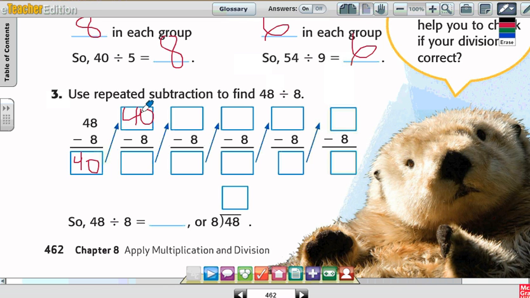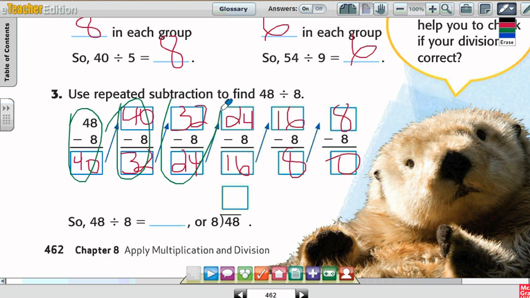So then 40 minus 8 would be 32. Then my answer goes to the top. 32 minus 8 would be 24. And then my answer goes to the top. 24 minus 8 would be 16. 16 minus 8 would be 8. And then 8 minus 8 would be 0. And then how many times did I subtract? Let's see. 1, 2, 3, 4, 5, 6. So 48 divided by 8 is going to be 6.